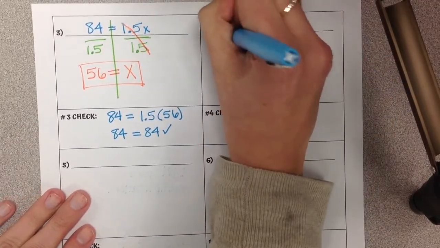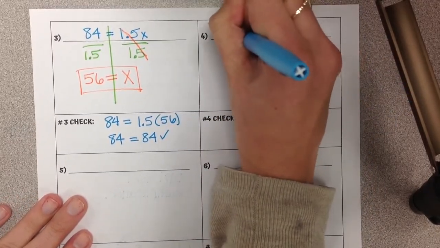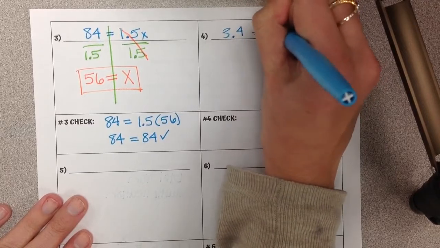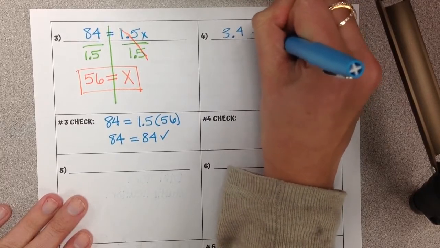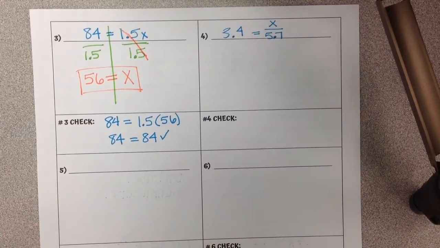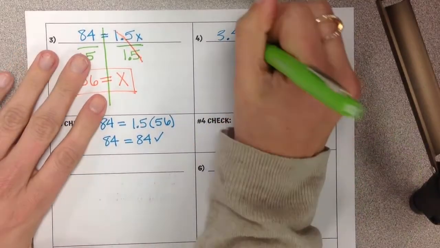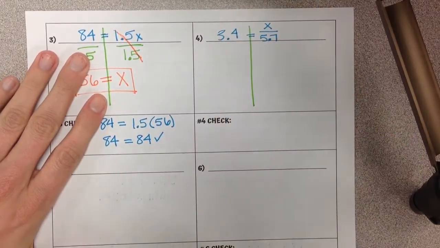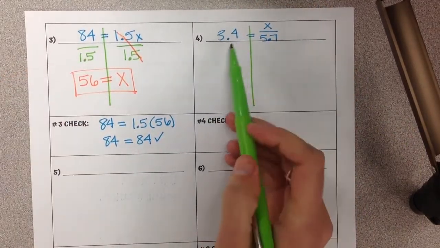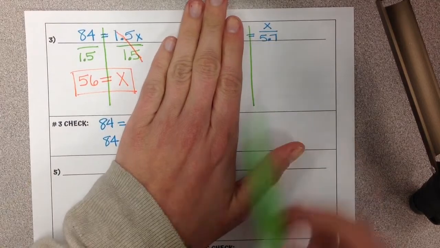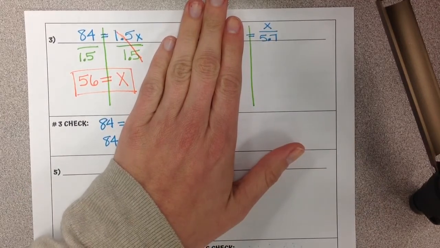3 4/10 equals x over 5 7/10. So again, we don't want to use x for multiplication. We can use dots, but it can get confusing, especially in problems like this, because we've got decimals in here. So let's look at this. We're going to draw the line down the middle, and look where our variable is. In this case, it's on the right side of the equation.